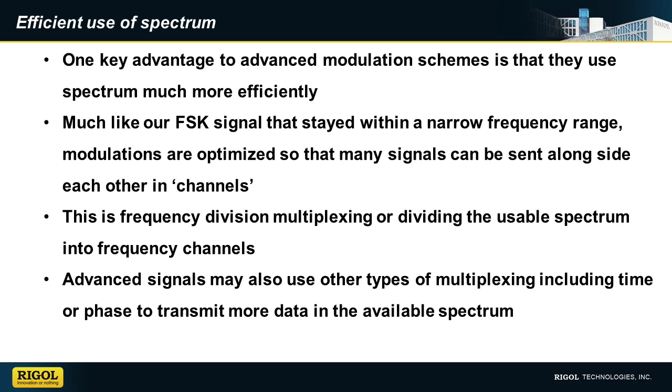So much like our FSK signal that stayed in a narrow frequency range, these modulations are optimized to use a number of these signals together in channels, much like FM radio stations. This is called frequency division multiplexing, where you have a frequency bin or a frequency channel associated with a particular signal, and then you divide up a spectrum into pieces or channels. There are other ways to do multiplexing with more advanced signals, and we'll look at a couple here, including time and phase.